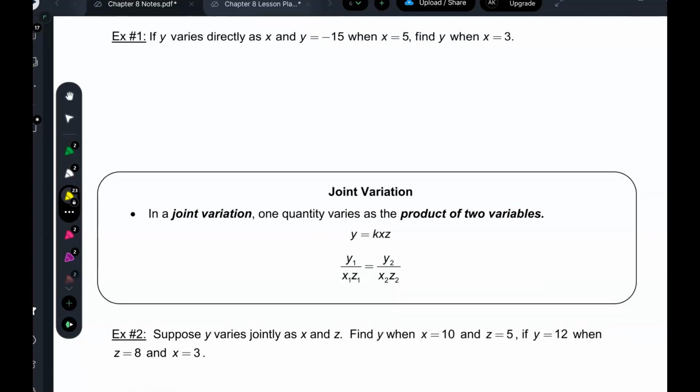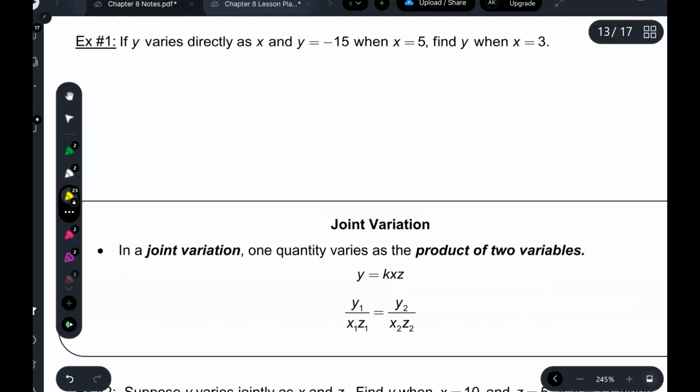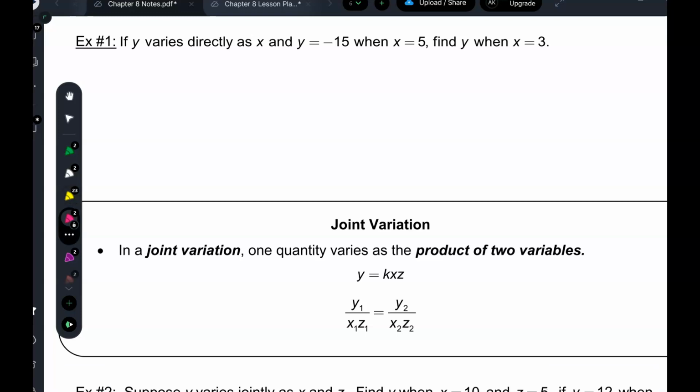Did you do these in Algebra 1? Do you remember? No. Okay. Did you? I don't know if we did in Algebra 1.